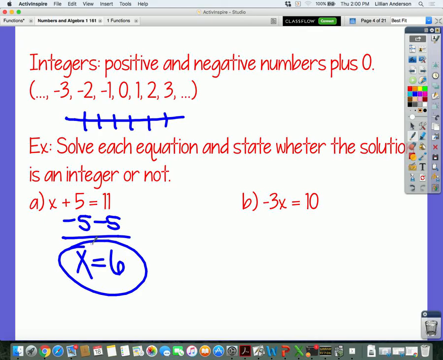You know, is this an integer or not? Yes or no? Yes, it is. It is a positive whole number. So we're good. What about over here? Somebody different. Solve this one.